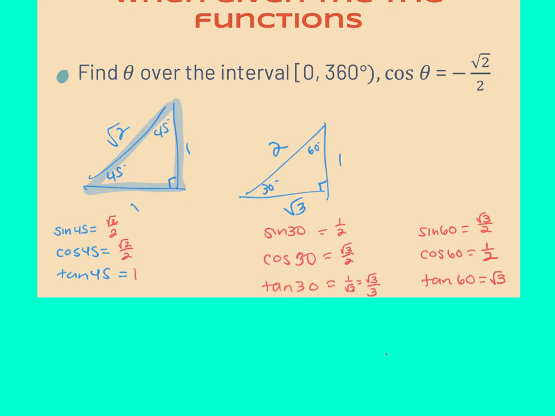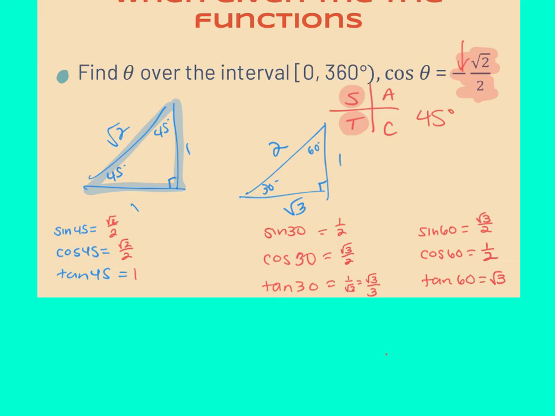Because I'm looking at negative root 2 over 2, focus first on the root 2 over 2, right? Which angle gives me a cosine of root 2 over 2? 45 degrees. But it's negative. So now think about my circle. Where is cosine negative? Quadrant 2 and 3 is where cosine is negative, right?